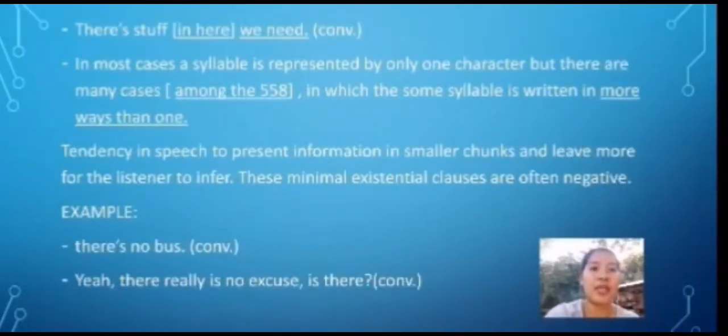The first example is, there's stuff in here we need. The second example: in most cases, a syllable is represented by only one character, but there are many cases among the 558 in which the same syllable is written in more ways than one. As you can see in these examples, without the expansion, the clauses would not convey much information. There's stuff in number 1, and there are many cases in number 2.